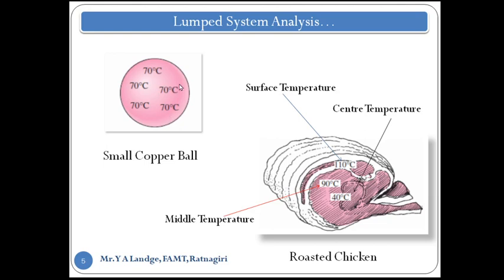If you cool this copper ball, then slowly the temperature goes down as heat is transferred from the copper ball to the surroundings, but the same thing does not happen here. When you put the roasted chicken into the oven, you find different temperatures at different layers, and such a system we do not call a lump system, while the copper ball we call a lump system.